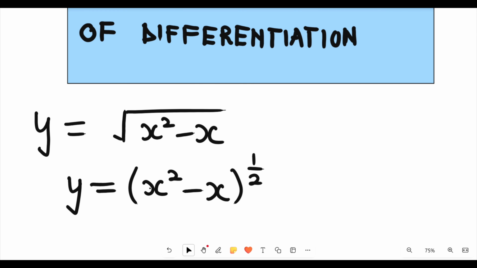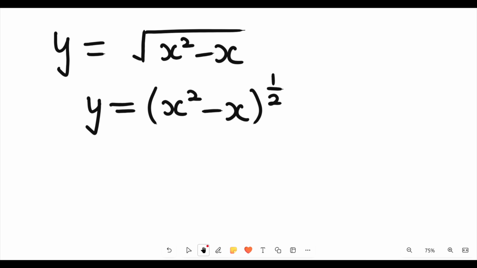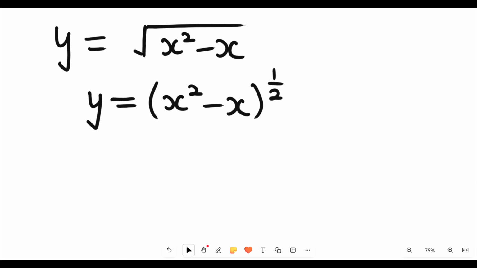So we can now differentiate this function using the chain rule. Because this is a function in another function, this is similar to a composite function. So we can let the expression in the bracket equal to a given variable. I'm going to use u to represent what we have inside. So I will say that let u be equal to x squared minus x.